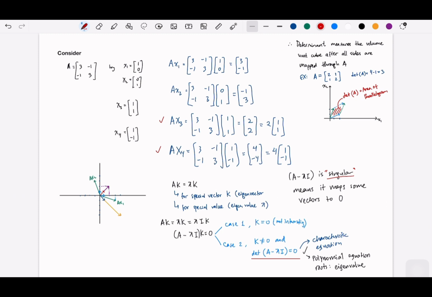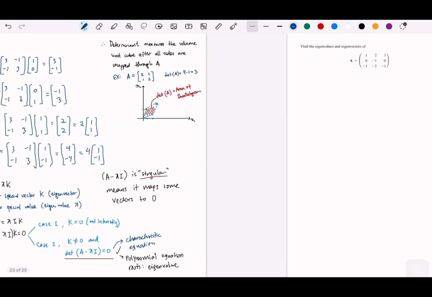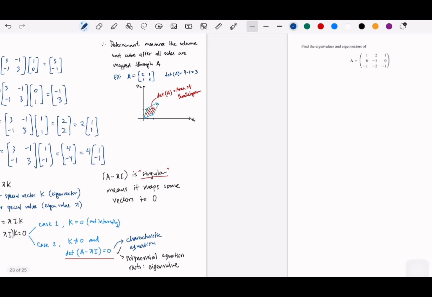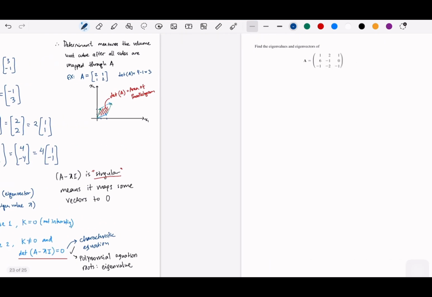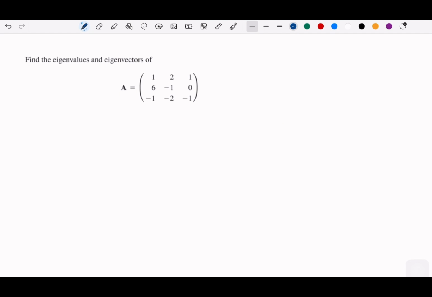The next part, after this. This is one page I dedicated to explaining what eigenvalues and eigenvectors really are through some simple visuals. The next part of the lecture will be finding some eigenvalues and eigenvectors in practice. So for example, we start with a 3 by 3 matrix A.